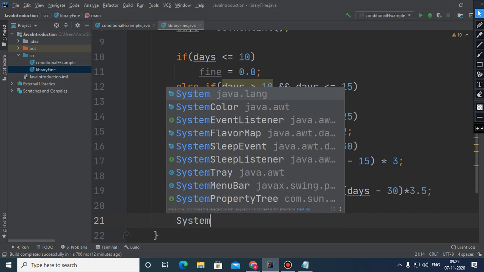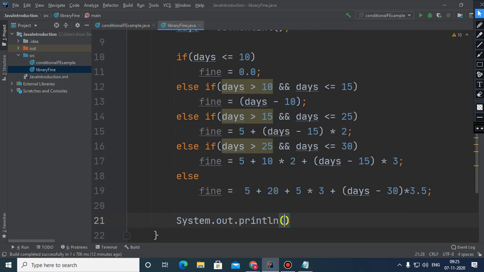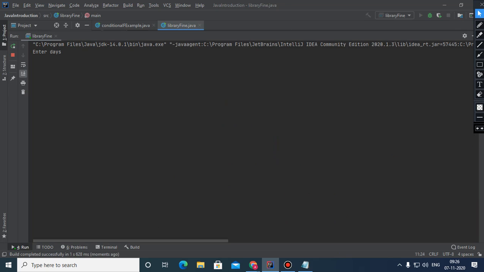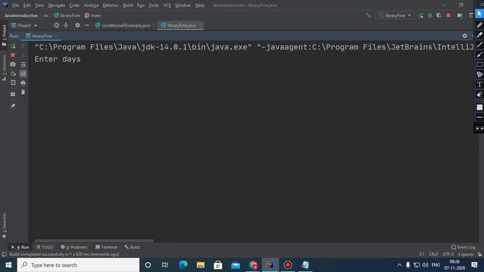So now we need to print the library fine. So children, this is what you have to do. And now what to do is just input 34. The fine is 54 rupees.